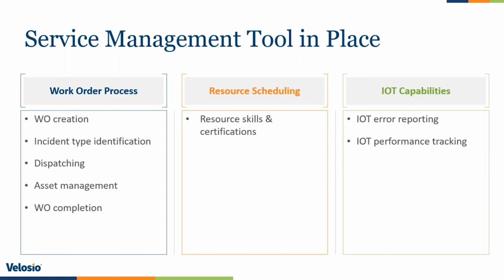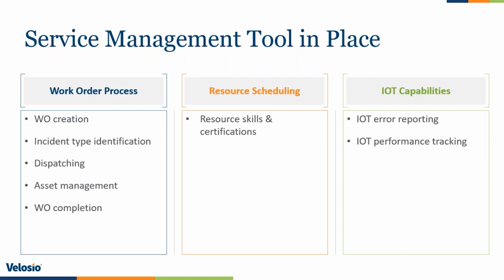So now let's start looking into the 5 signs and get a deeper dive on them. First, we have service management tool in place. First item is work order process. Work order creation. How are you currently creating work orders? Are you manually creating them when a customer calls with a service request? Do you have a connection with the customer's ticketing system? With connected field service, an error code could create a service request without manual interventions.